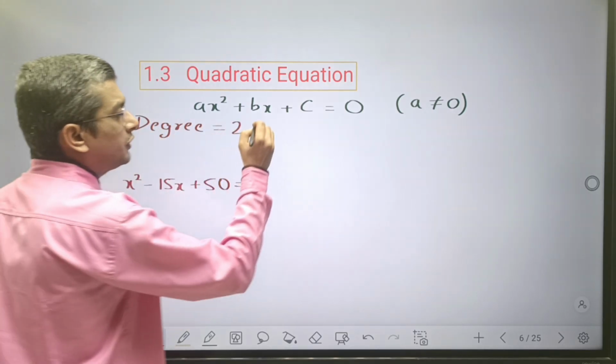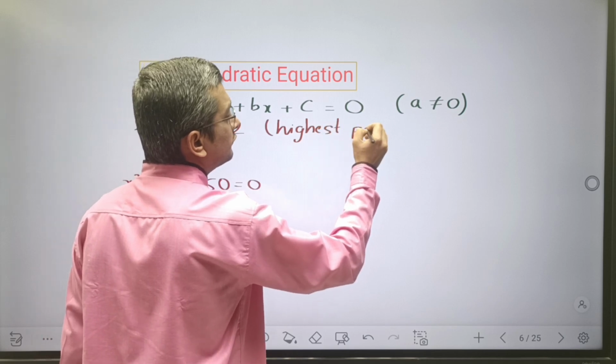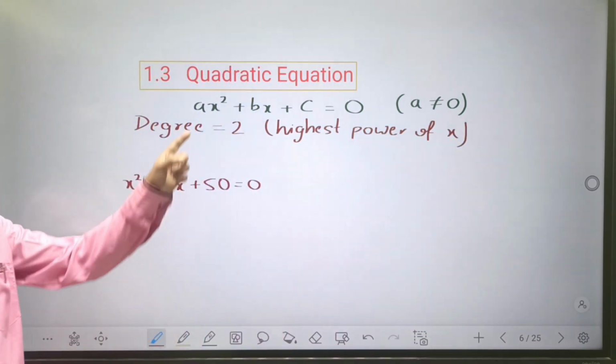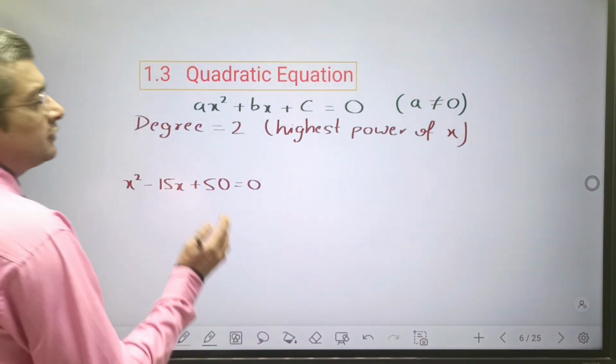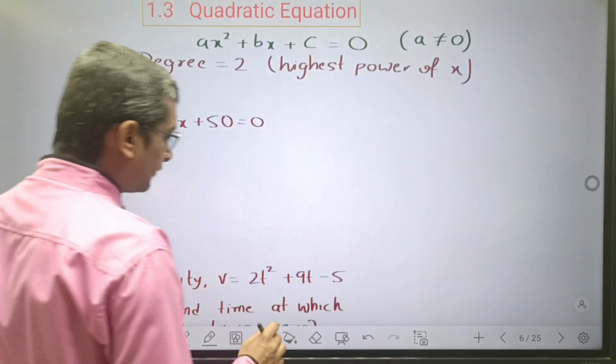Degree is equal to 2. What is degree? That is the highest power of x. So in a quadratic equation, the highest power of x is 2. There are two methods of solving such kinds of questions. Let us have a look at the examples. The first method is the middle term splitting method.